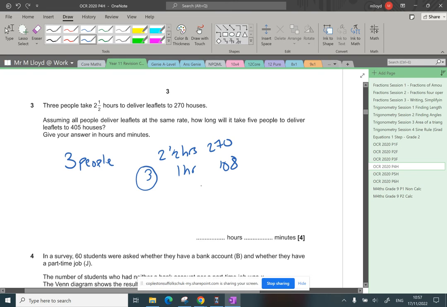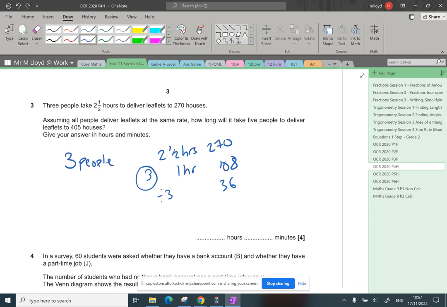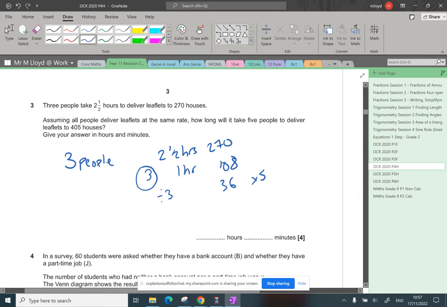So 3 people do 108 in 1 hour. If I divide that now by 3, that's going to tell me one person does 36 houses in an hour. That's quite slow, isn't it? But that is what it is. Right, if we now times that by 5, that's 36. We find that 5 people will do 180 per hour. I'm now going to do 405 divided by 180.